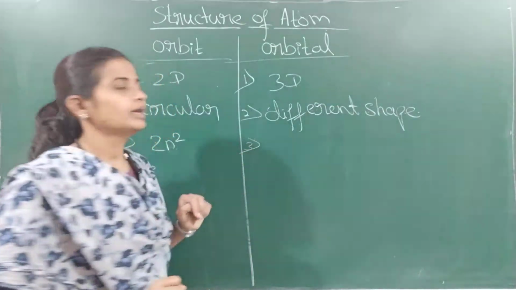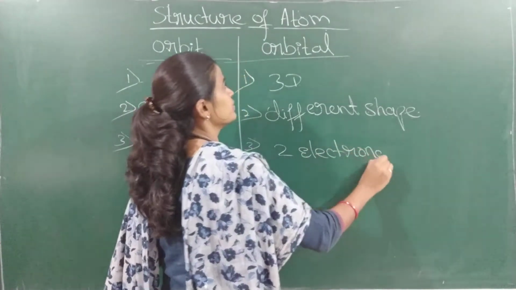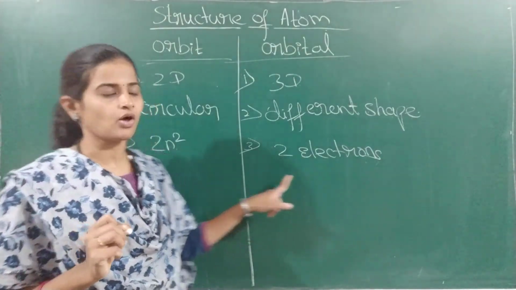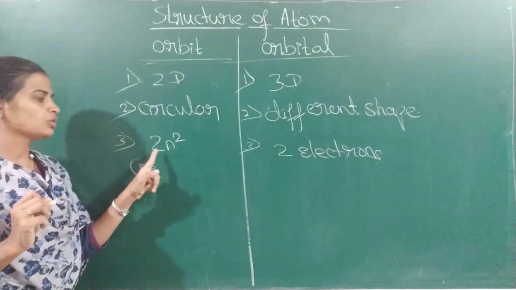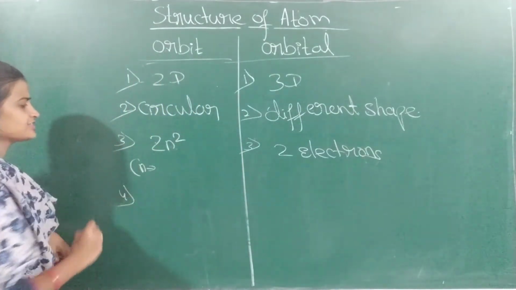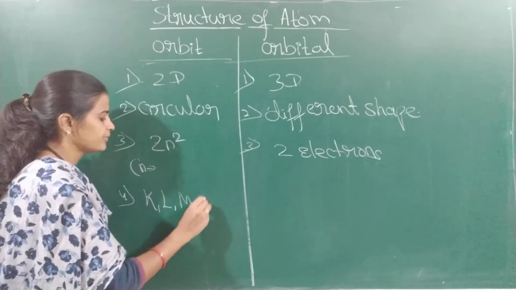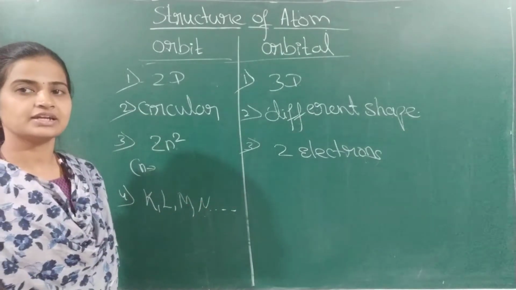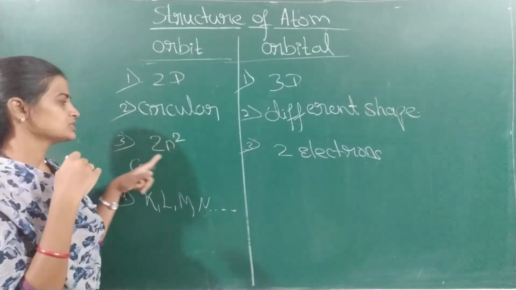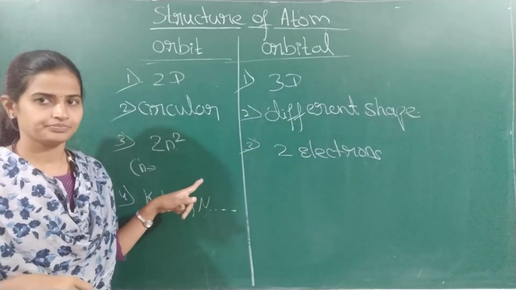Only 2 electrons can be filled in a single orbital, but in the orbit 2n square electrons can be filled. Next difference: the orbits are represented as K, L, M, N, capital letters. This we have studied in the lower class. First shell is K, L, M, N, and by using this formula we go on filling the electrons: 2, 8, 18, 32, like that.